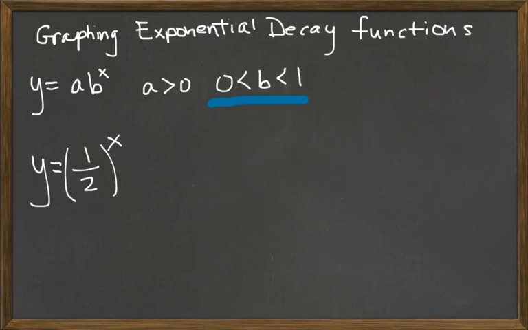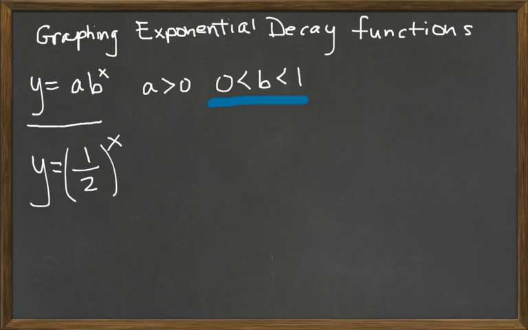We're going to look at graphing exponential decay functions in this tutorial. Just like with exponential growth, our form is still going to end up being y equals a times b to the x, with x as my exponent. The same as last time, a has got to be greater than 0. But this is the difference.